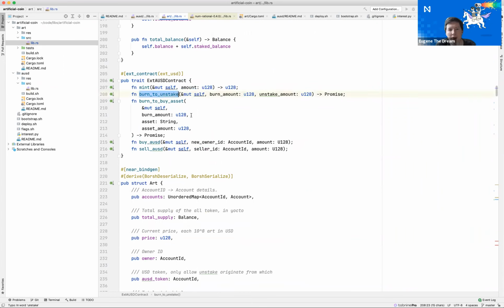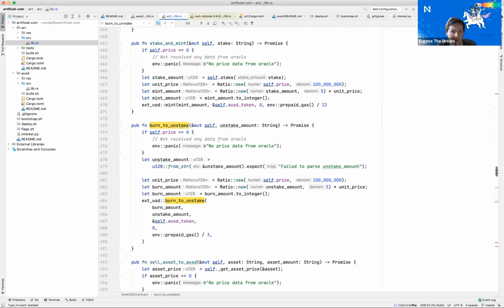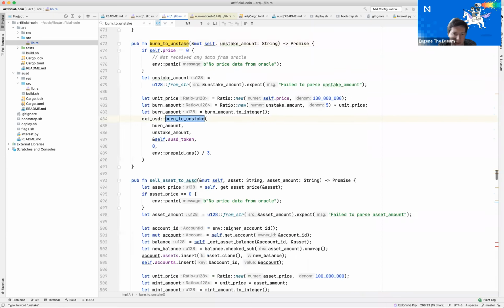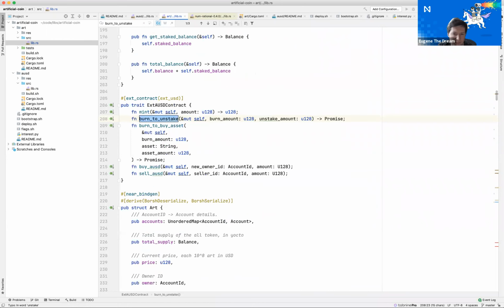Oh, there is burn to unstake, but do we really call it? Oh yeah, we do call it. Okay. Yeah. So to all methods, you need to pass the account ID. So all methods that you mint in. So mint2, account ID, amount, burn 2 on stake, account ID, burn amount, on stake amount, and so on.